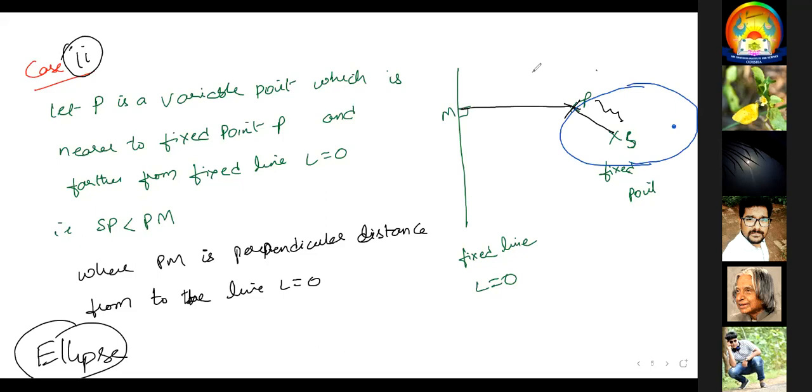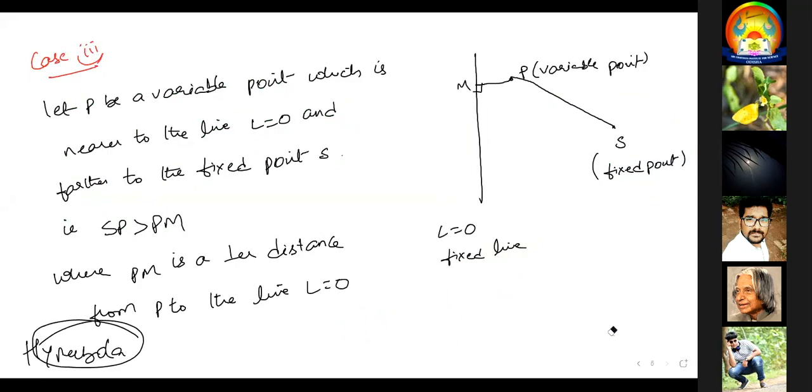Remember, the first one is a parabola. What is the difference? Parabola means these extensions will go like this. If it is an ellipse, these extensions will come down like this, like an oval shape. So there is an ellipse. And the last one is a hyperbola. Hyperbola will come like this.